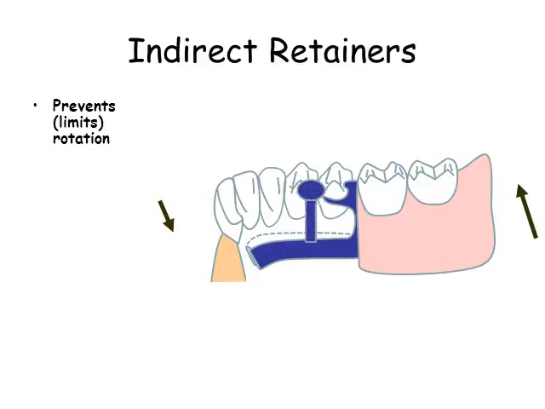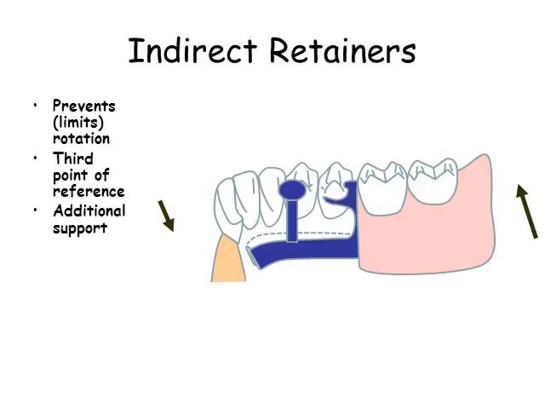In addition to preventing rotation, the indirect retainer can provide some vertical support in conjunction with the primary rests on opposite sides of the arch. The indirect retainer provides a third point of reference to orient the RPD. This is very important when determining the need for a reline, or evaluating the effectiveness of the reline procedure.